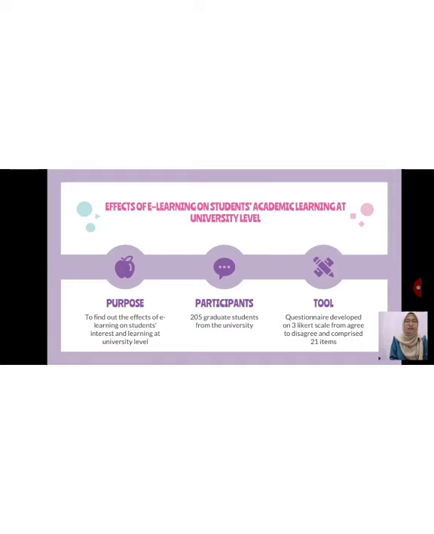Researchers used a quantitative research method for the study. Graduate students formed the population and a simple random sampling technique was used for data collection. For the tool, a questionnaire was used for data collection. The questionnaire was developed on a 3-point Likert scale from agree to disagree and consists of 21 items.